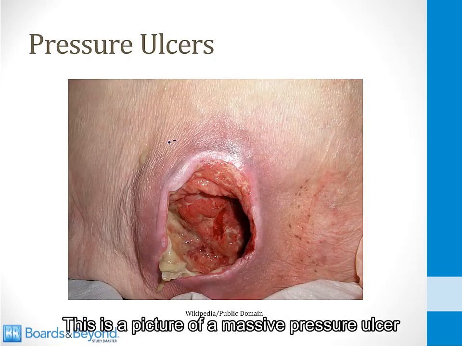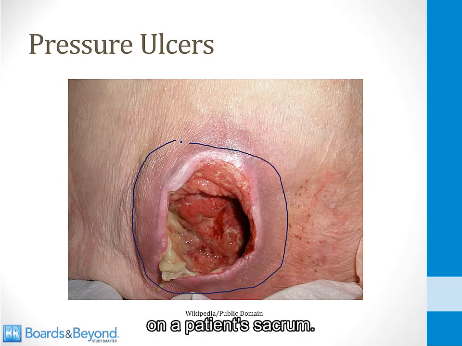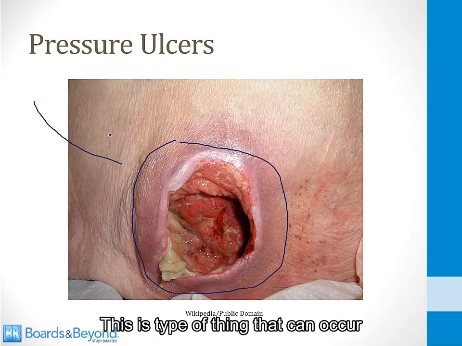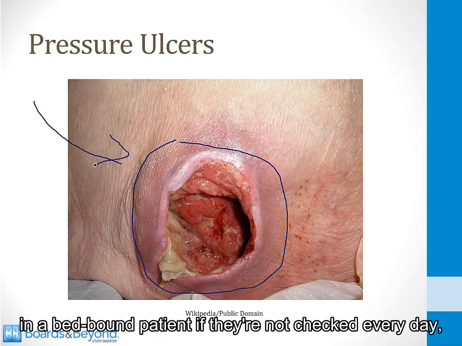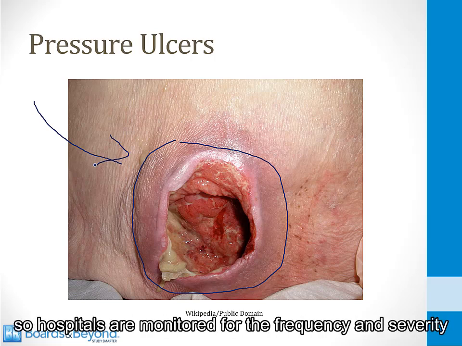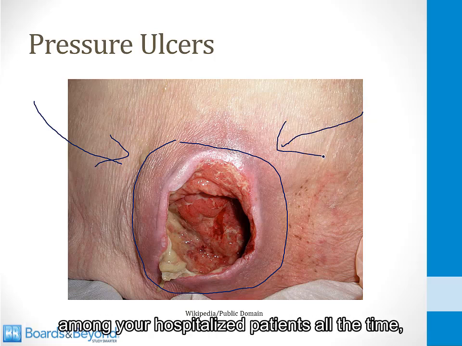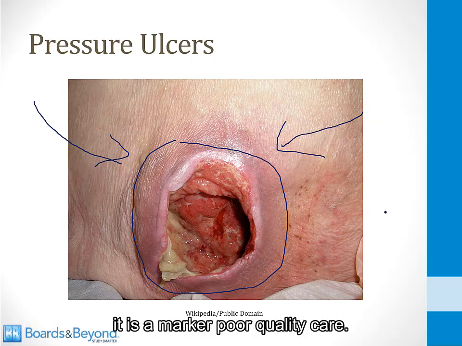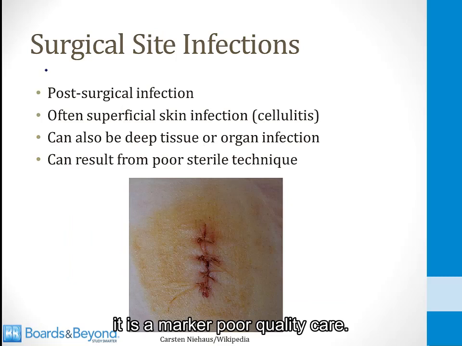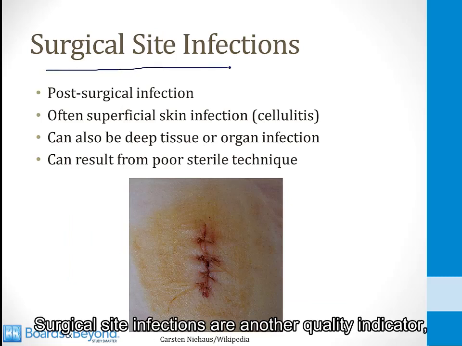This is a picture of a massive pressure ulcer on a patient's sacrum. This is the type of thing that can occur in a bedbound patient if they're not checked every day. So hospitals are monitored for the frequency and severity of the pressure ulcers that occur among their patients. And if you have things like this developing among your hospitalized patients all the time, it is a marker of poor quality care.